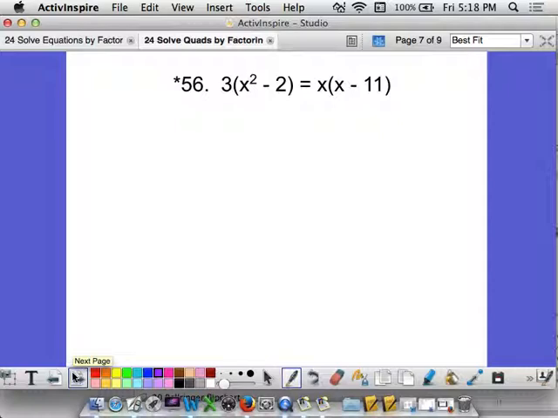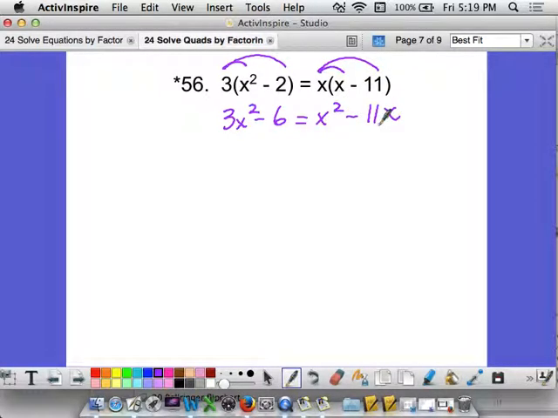Number 56. Again, I've modified this one. So I'm going to distribute the 3 and distribute the x. Always distribute first. So 3 times x squared and 3 times 2: 3x squared minus 6. X times x and x times 11: x squared minus 11x. Now I need to get everything to one side. Even over here, I have a binomial, and I could take them both at the same time. I'm hoping you can see that. So I think I'll do it just one at a time.